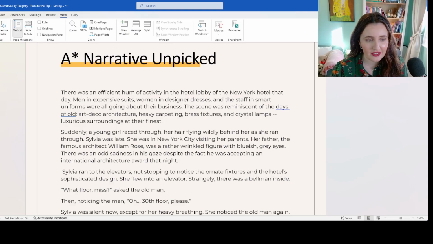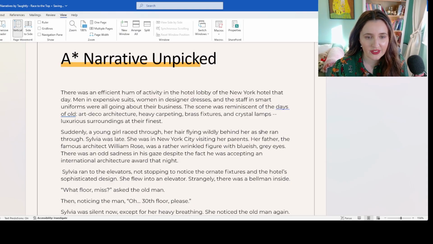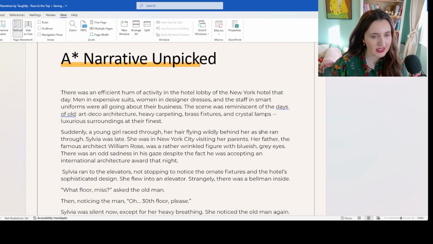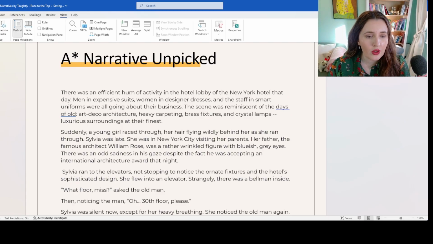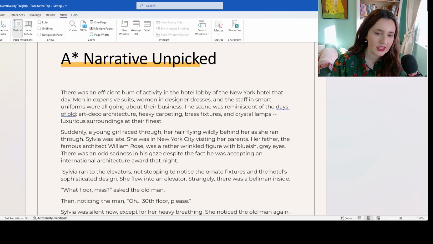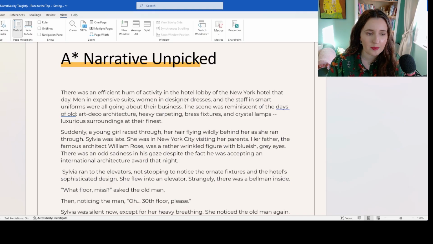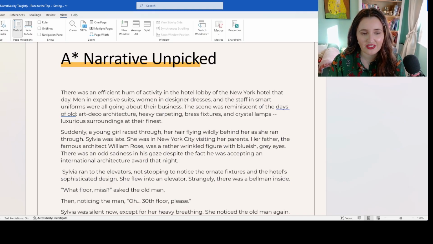The elevator. There was an efficient hum of activity in the hotel lobby of the New York hotel that day. Men in expensive suits, women in designer dresses, and the staff in smart uniforms were all going about their business. The scene was reminiscent of the days of old. Art Deco architecture, heavy carpeting, brass fixtures and crystal lamps, luxurious surroundings at their finest.